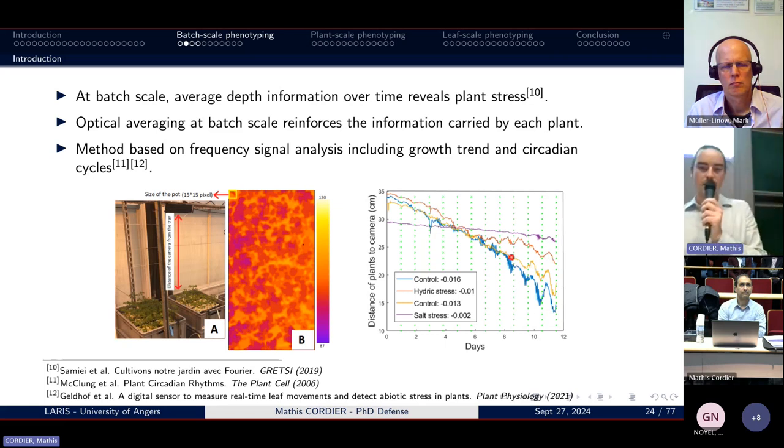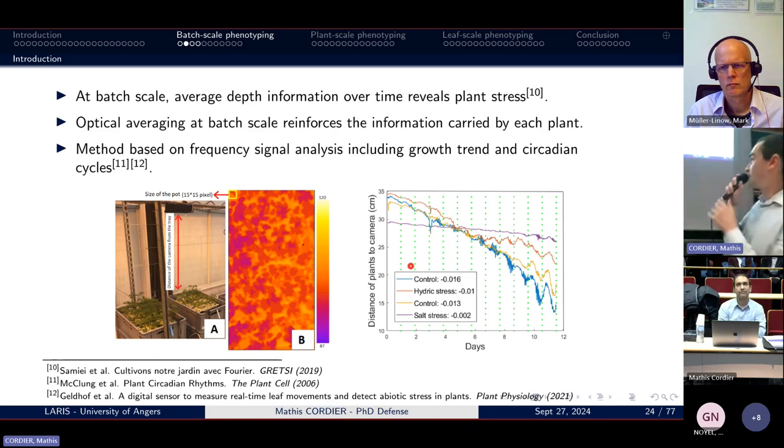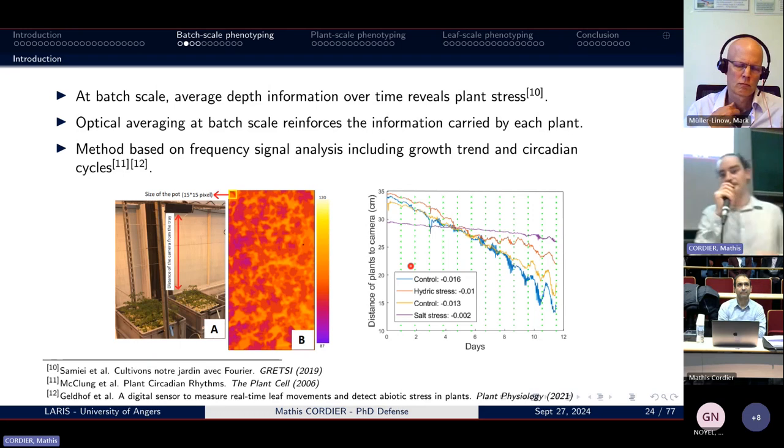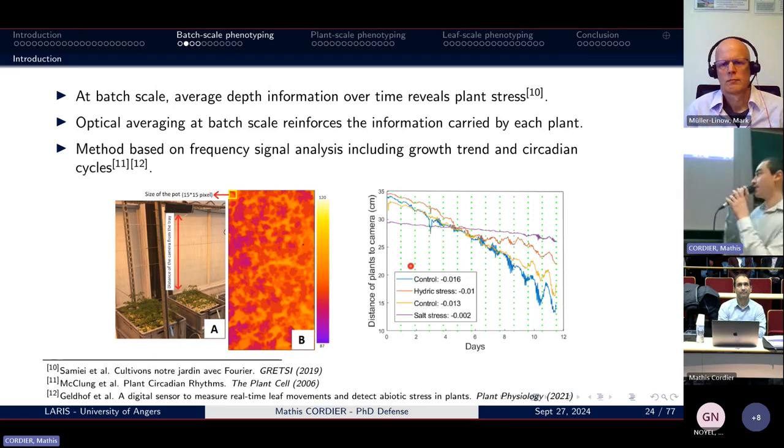If we look here at the figure on the right, we have the distance of the plant to the cameras over time. And we can see that we have different components in such signals. We have a low frequency pattern, which corresponds to the global growth trend of plants. And we have oscillations, which correspond to the oscillations of the leaves that we saw previously. And they are called circadian cycles because they are synchronized with day and night cycles.